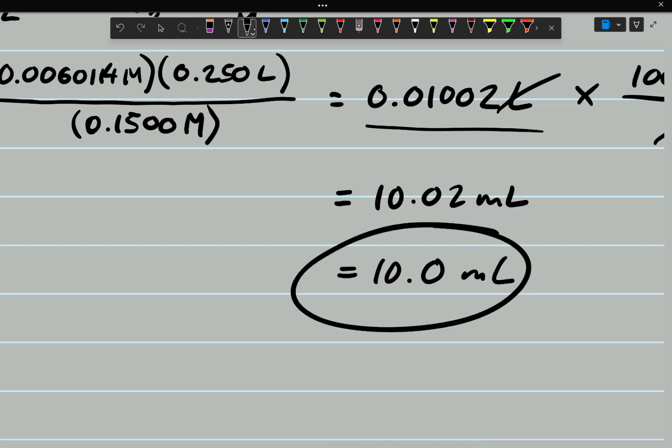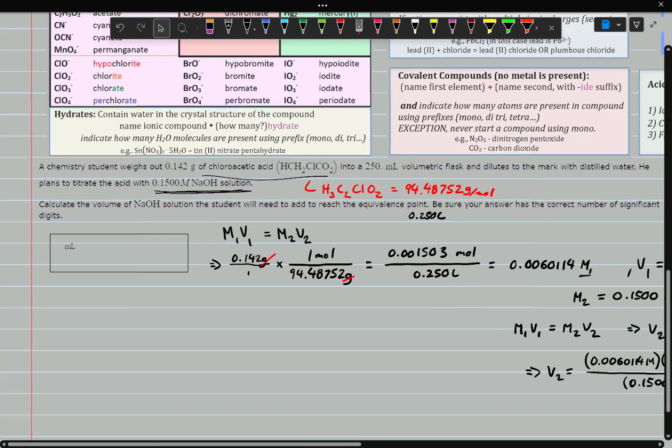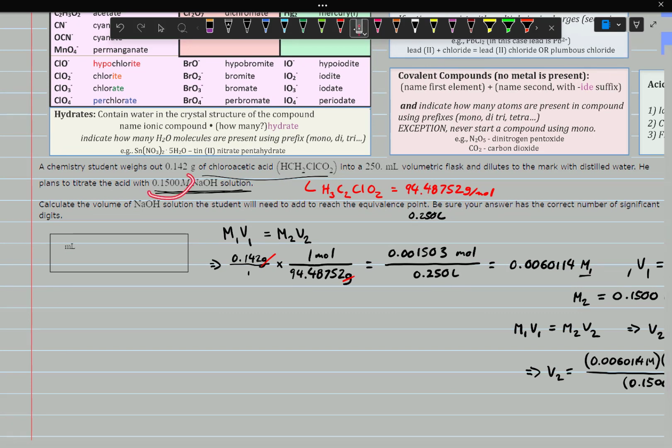So that means that 10 milliliters of NaOH is how much volume of this 0.15 molarity solution of NaOH you need to titrate a 250 milliliter solution containing 0.142 grams of chloroacetic acid.